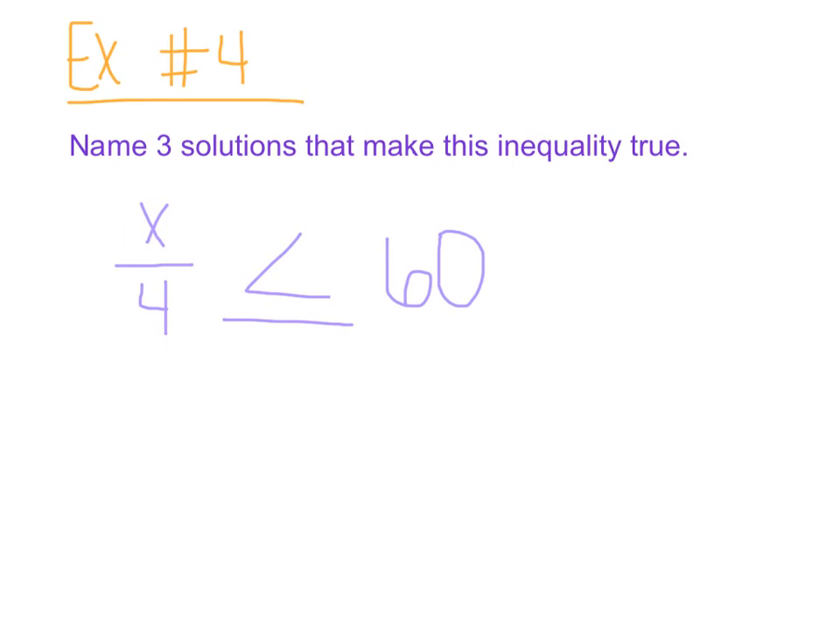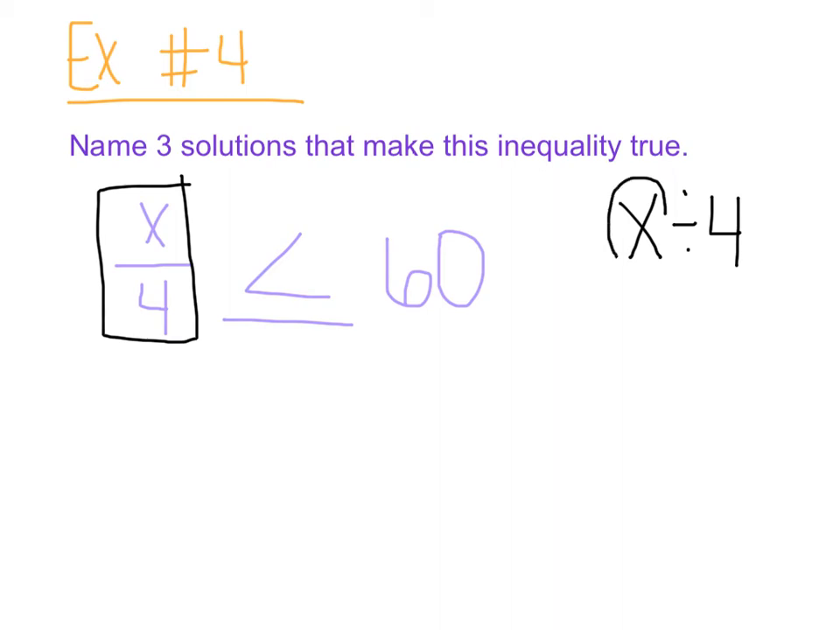Example number 4: name 3 solutions that make the inequality true. Now this, x over 4, is a fraction, which means it's also a division problem: x divided by 4. So we have to think what numbers for x, when they are divided by 4, are going to be less than or equal to 60. I know it's or equal to because of this little line underneath.